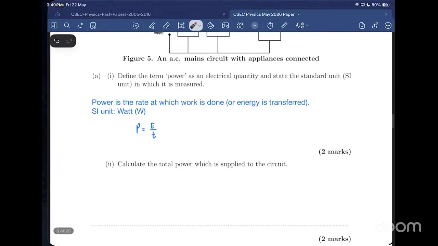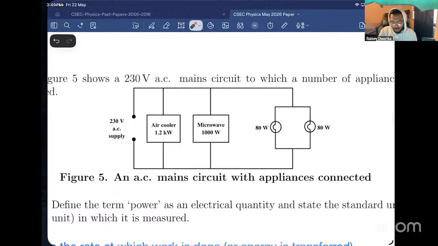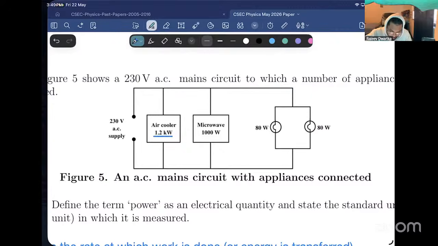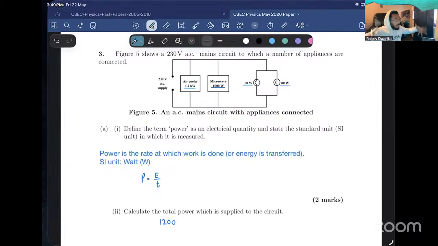Calculate the total power which is supplied to the circuits. Okay, if it's using 1.2 kilowatts, this using 1,000 watts, this using 80 watts, this using 80 watts, what am I gonna do? Just add it. That's all. What did you guys get when you added everything? So that'll be 1200, because 1.2K is 1.2 by 10 to the power 3, which is 1200. Adding that to 1000, adding that to 80, adding that to 80.